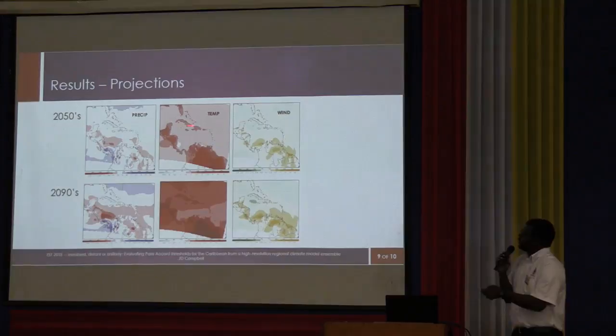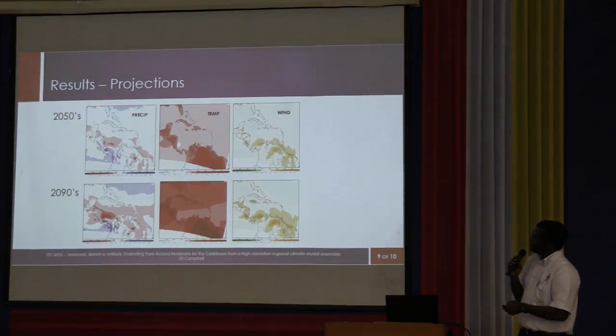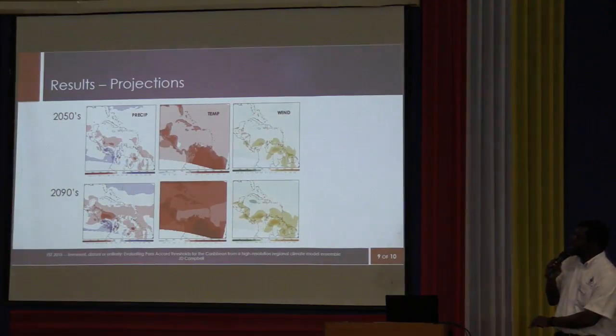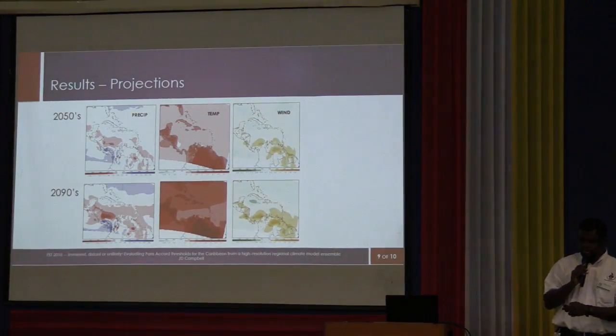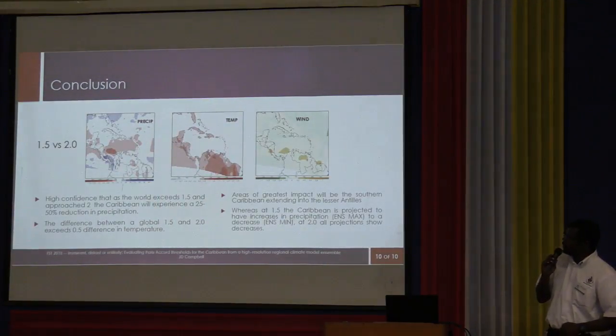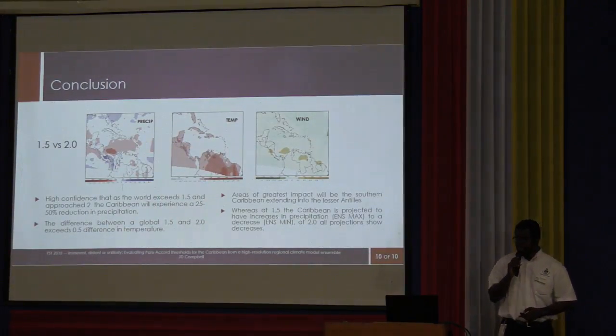All right, so this is precip, temp, and wind. And you can see that as you progress, the extent of drying that you are experiencing extends further, not just off the coast of Central America, but all the way to the Southern Caribbean and up into the Lesser Antilles. And as my time is running out, I'm going to conclude here.